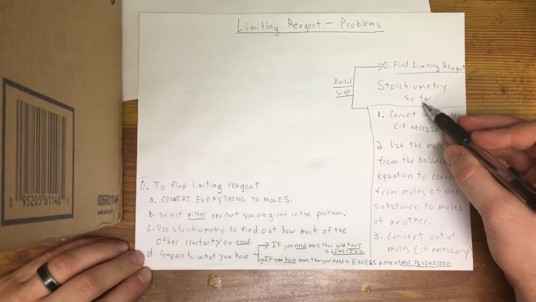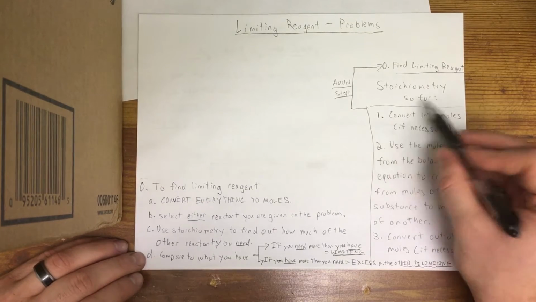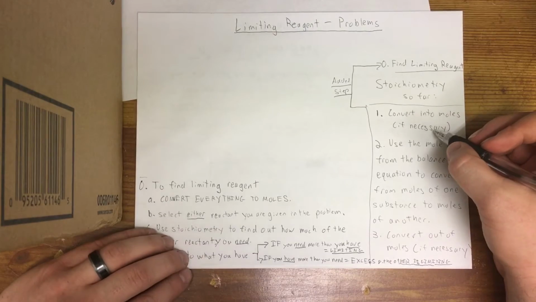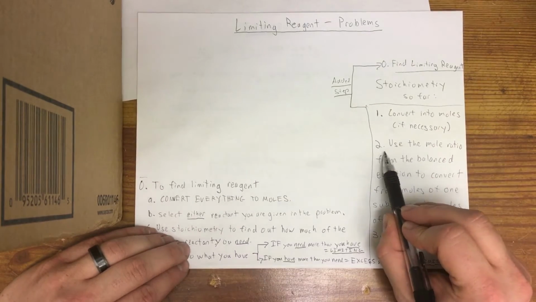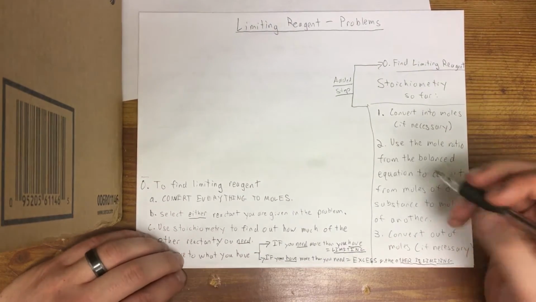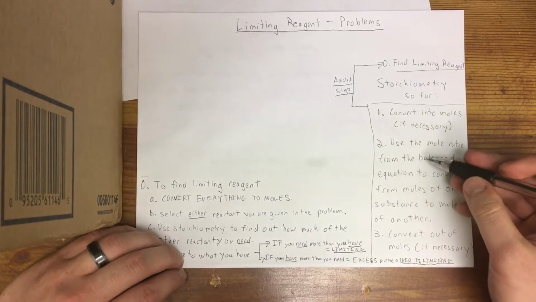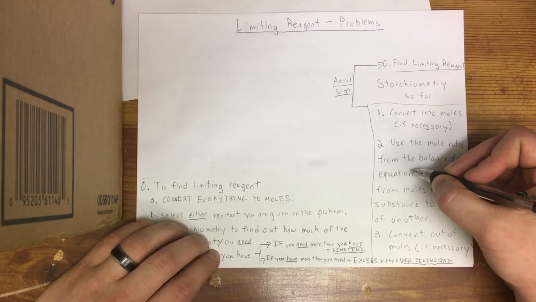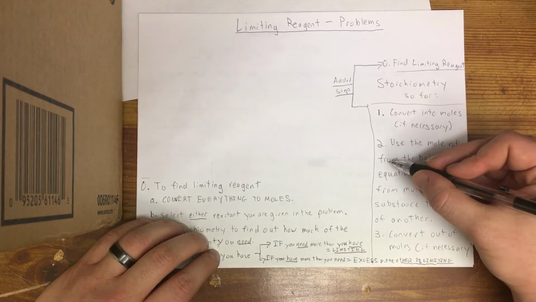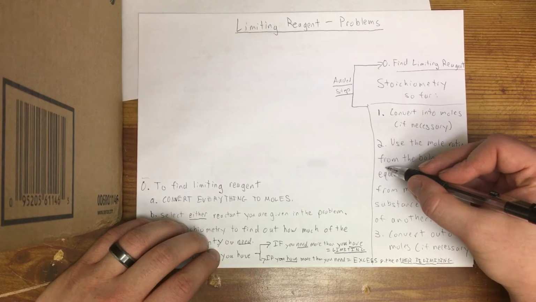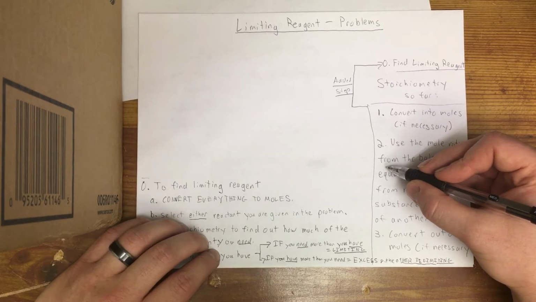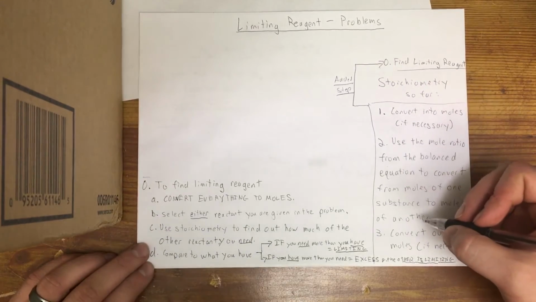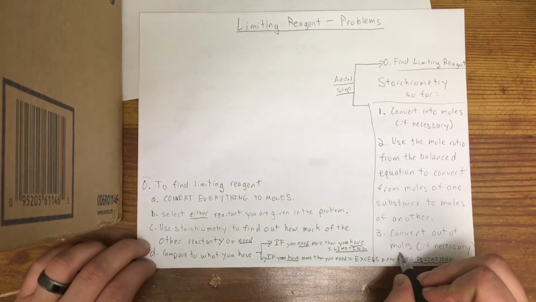So far with stoichiometry, our process is to, one, convert whatever we're given in the problem into moles, if necessary. If it's already in moles, it's not necessary to do so. Then two, use the mole ratio from the balanced equation to convert from moles of one substance into moles of another. So we convert into moles, then we use the balanced equation to compare the coefficients of one reactant or product to another. Then, once we have converted into the substance we want, we then convert out of moles if the problem demands it.